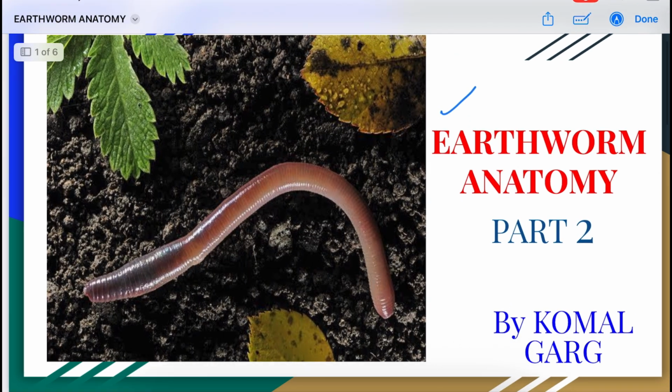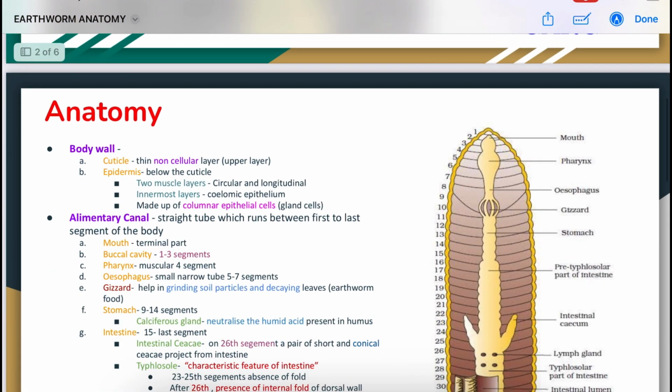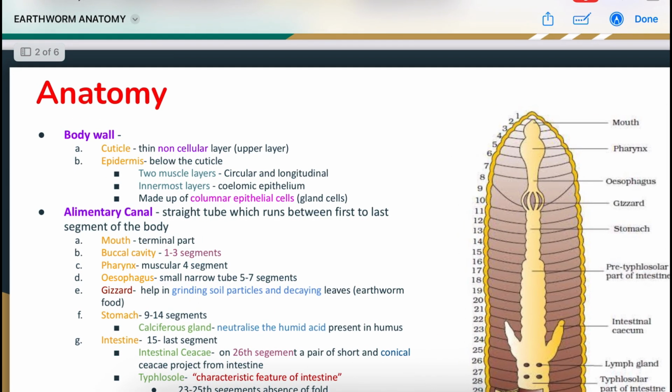Okay, earthworm anatomy. First in the anatomy, we are going to talk about the body wall. What do you mean by a body wall? Basically, it's the earthworm's outer layer, how they are made, how they are protected. In the body wall, the first, upper layer is the cuticle. It is a thin, non-cellular layer.